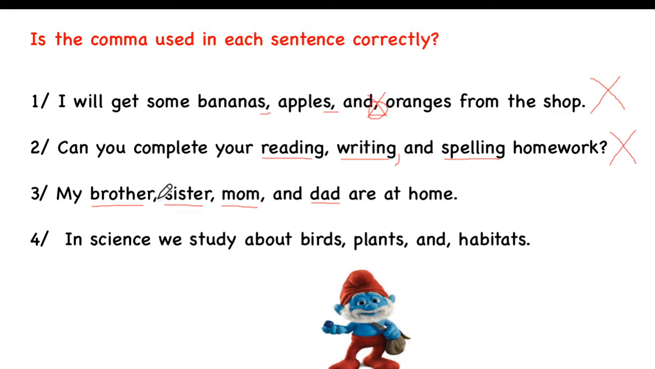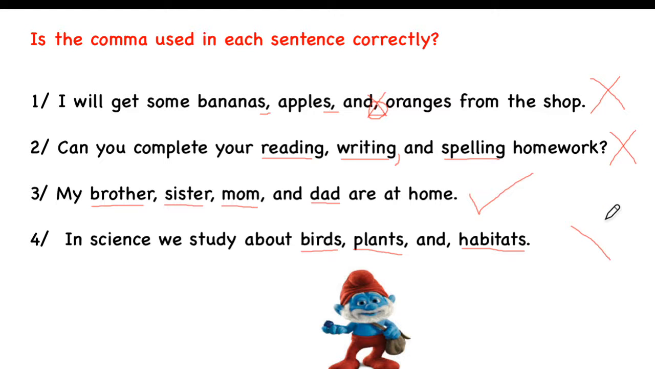Are we using the commas correctly? There are no more commas after and. Is that correct? Yes, it is. In science, we study about birds, plants, and habitats. We study about what? Birds, comma, plants, comma, and comma, habitats. Is this the correct way of using the comma in the series?